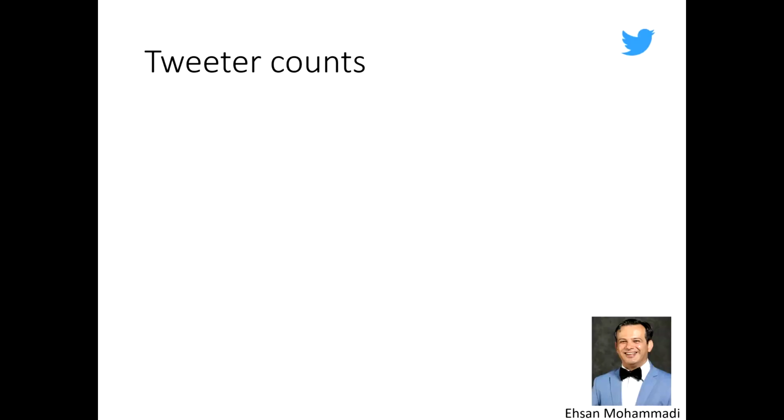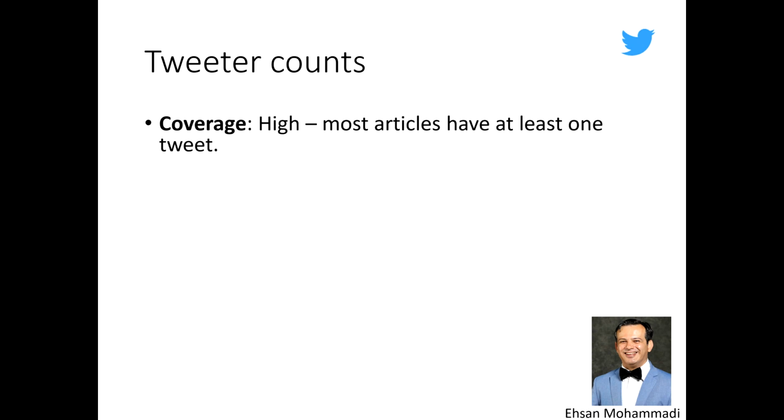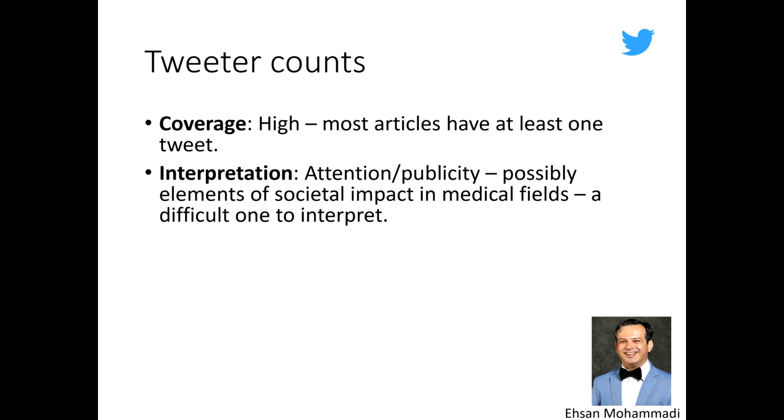And second type of altmetric, tweet counts, these are the ones that are probably best known about, I would say, as an altmetric. These have a high coverage. Most articles have been tweeted at least once. Interpretation, I would say it's attention or publicity, a combination of attention and publicity. And in medical fields, and maybe some other fields, maybe professional fields, elements of societal impact or professional impact. But in general, tweet counts are difficult to interpret because of the high publicity element in them.